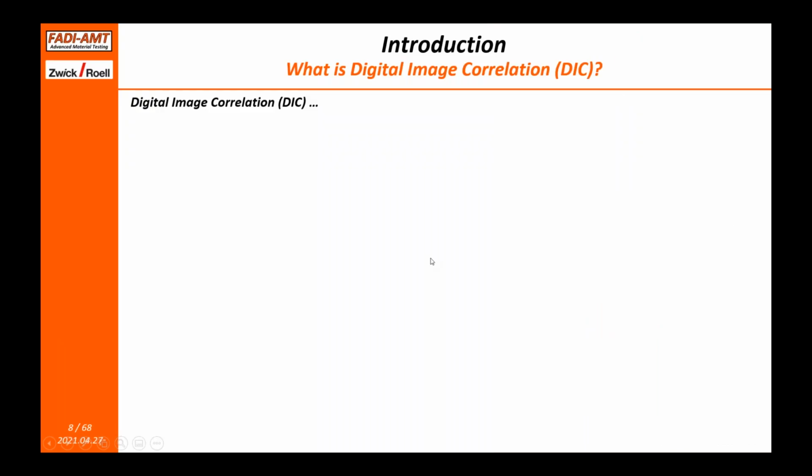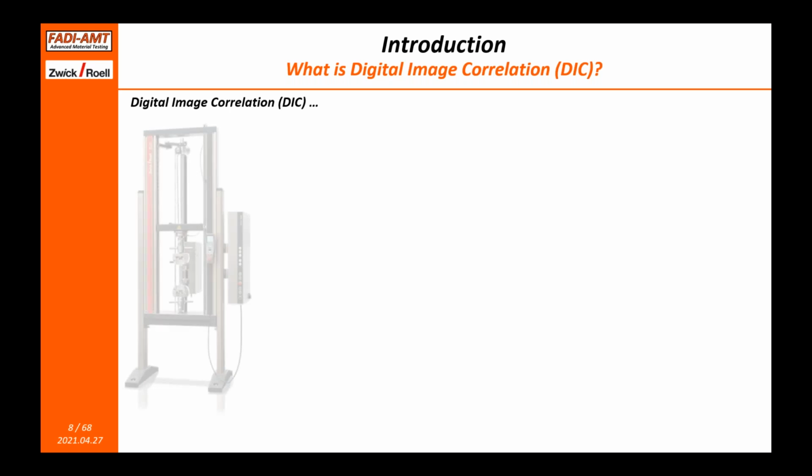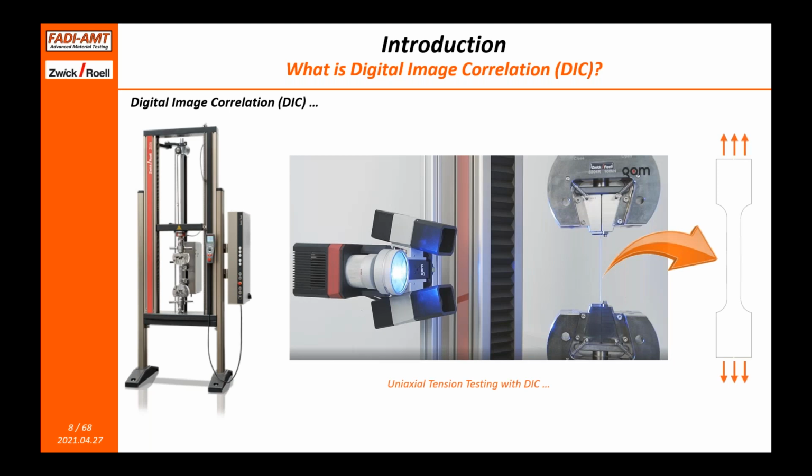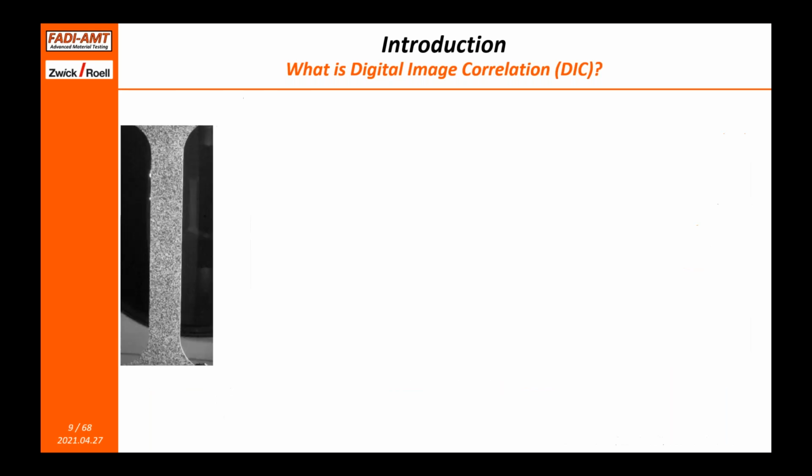So let's start with a very quick introduction about digital image correlation. Even though most people nowadays are familiar with it, I would like to define it from a material testing perspective, and I would like to focus on tension testing. This is a typical tension setup, and you can see here we're showing a 3D DIC, a commercial DIC, monitoring a tension sample during testing.